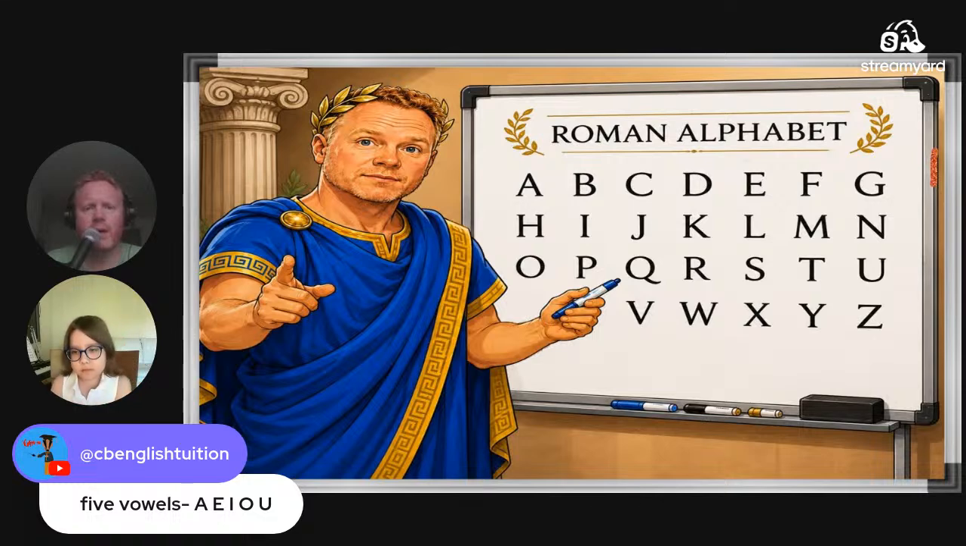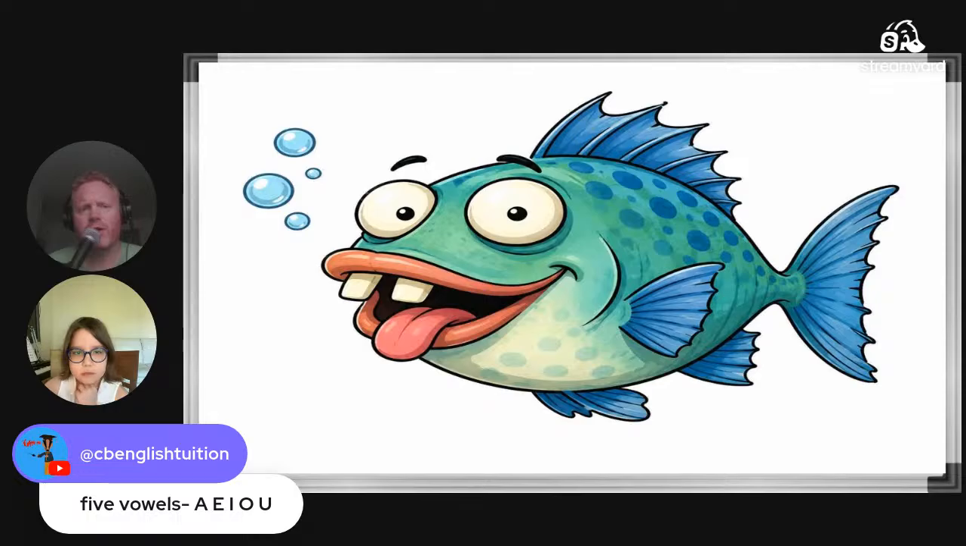Okay, next page, please. Okay, so this was an interesting decision. I decided to invite a fish into our classroom. Why is there a fish in the classroom, VT? Well, because you want to talk about the different types of spelling fish.